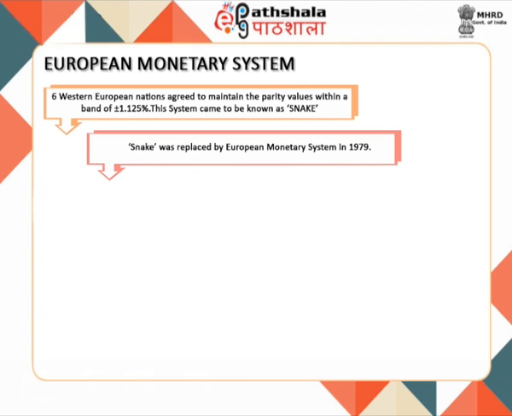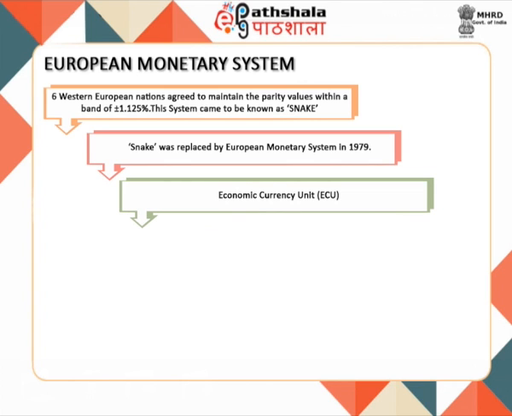The snake could not function smoothly for long. In order to bring greatest degree of stability and to deepen the economic integration between the member countries, the snake was replaced with the European Monetary System or EMS in March 1979. The European Currency Unit or ECU was also established in 1979. ECU was created as the weighted average of the member countries' currencies.